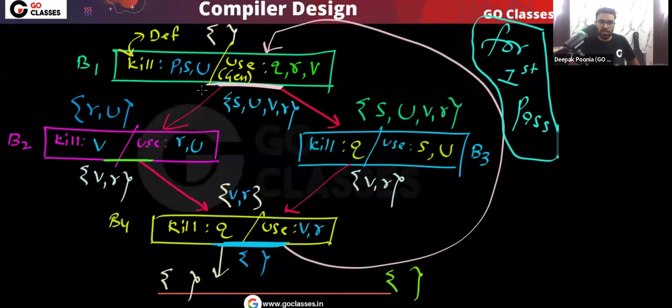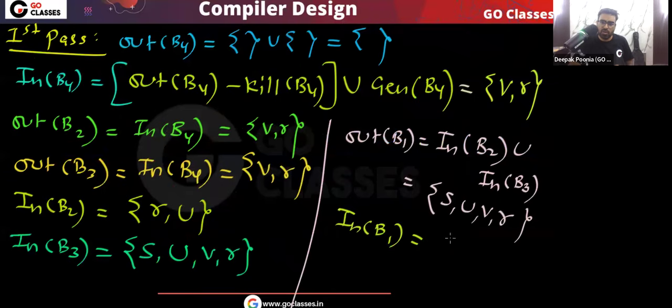Now what will be in of B1? That is very simple. First you kill PSU. So S comma U, these will be killed. Now you generate QRV. So finally you will get QRV. Remember, this is what you are going to get: QRV.